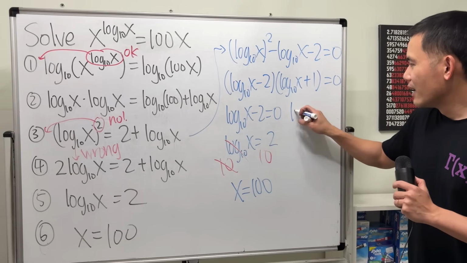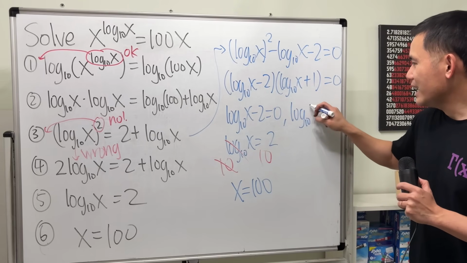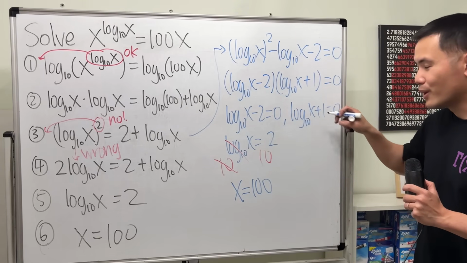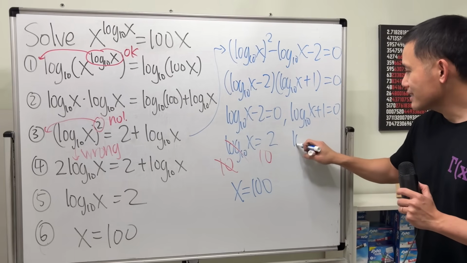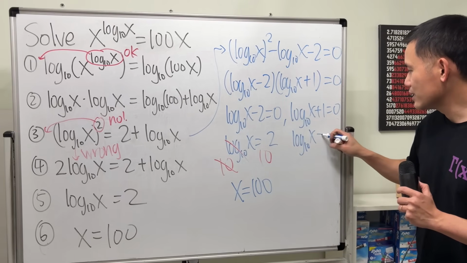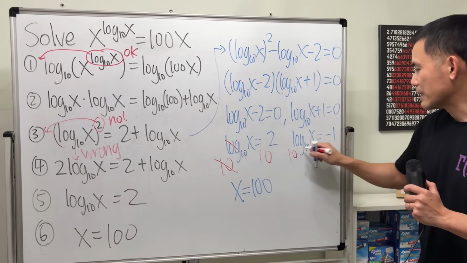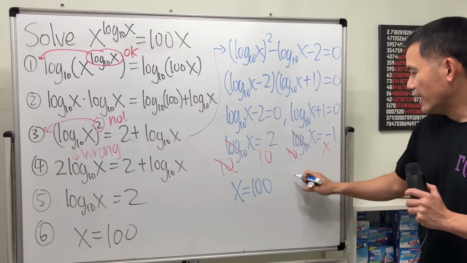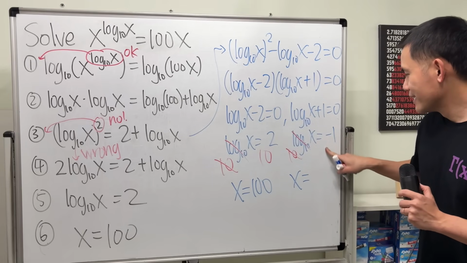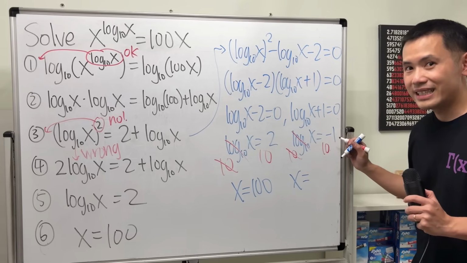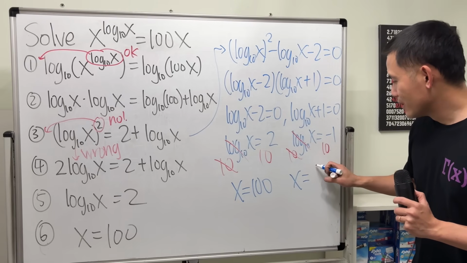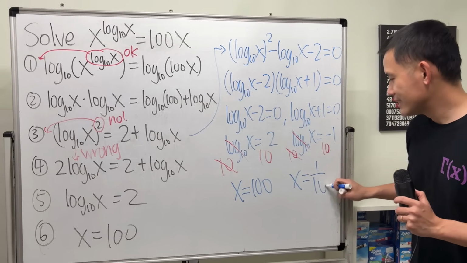Right here, log base 10 of x plus 1 is equal to 0. Subtract 1 from both sides. Log base 10 of x is equal to -1. And then do the same thing. x is equal to 10 to the negative first power, which is 1 over 10.